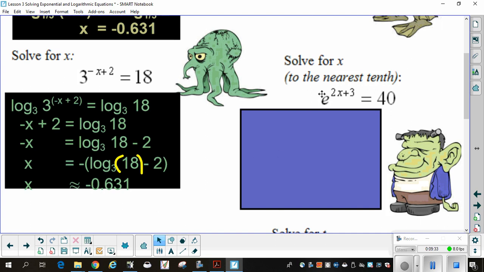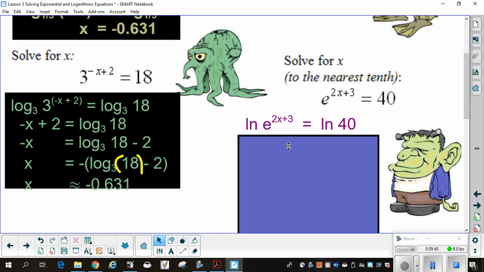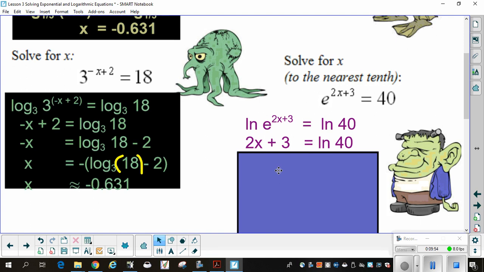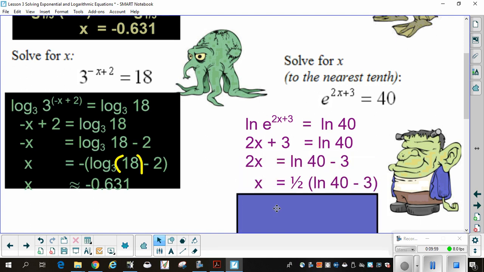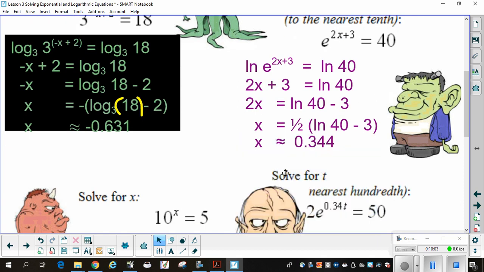Over here, I need to solve for x. Remember that e is irrational, so I can't take this irrational number to some power and get 40. So what I'm going to have to do is take the natural log of both sides. Log base e is the natural log. Now, natural log and e raised to a power cancels, and I get 2x plus 3 is equal to the natural log of 40. Subtract 3, divide by 2 or multiply by a half. It's the same thing. And then plug it into the calculator.